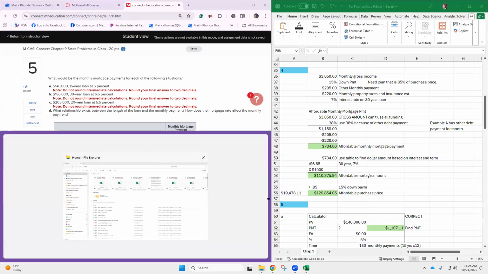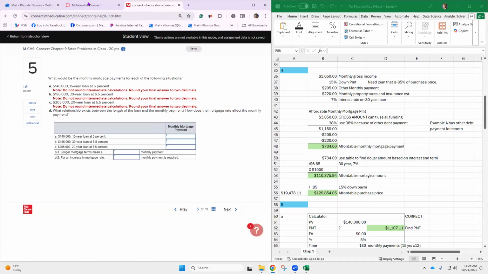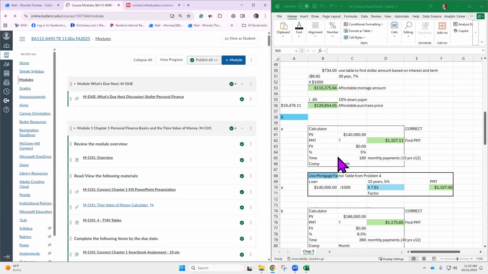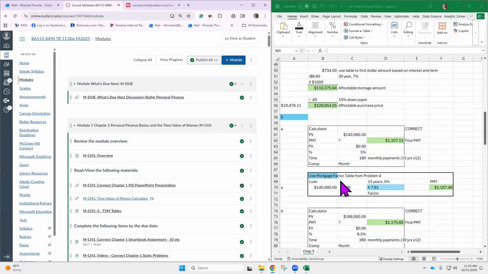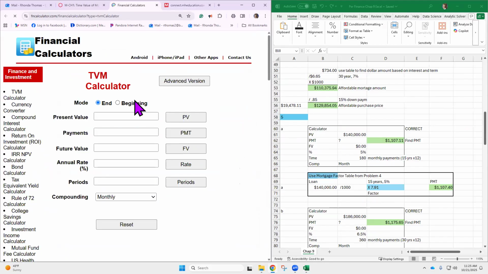So I'm going to scoot it over here. And I tried using the calculator, which is fine. We can use the calculator. Let me go get my calculator that I forgot to get. We can use the time value of money, or we're going to use that mortgage factor table, not the time value of money table. I want to make sure that you're aware of that. Let me go get this calculator.